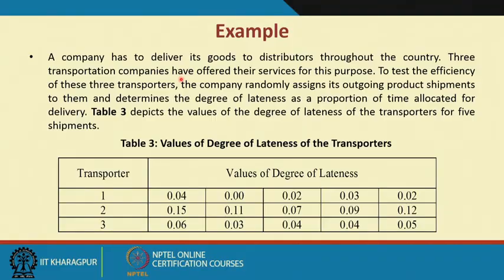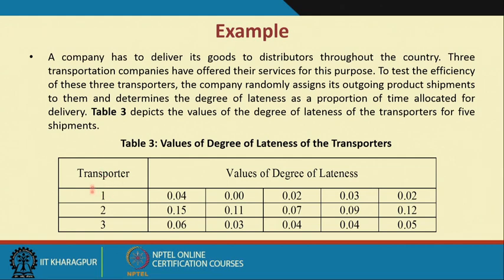A company has to deliver its goods to distributors throughout the country. Three transportation companies have offered their services for this purpose. To test the efficiency of these three transporters, the company randomly assigns its outgoing product shipments to them and determines the degree of lateness as a proportion of time allocated for delivery. That means this becomes your response variable. Table 3 depicts the values of the degree of lateness of the transporters for 5 shipments.